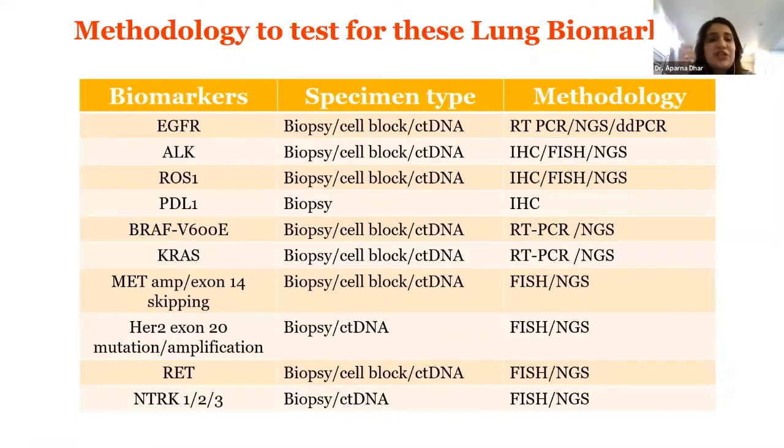So in the case of EGFR, we look at EGFR, we look at KRAS, we look at your BRAF mutations. Again, as you see over here, I'm talking about biopsies, I'm talking about ctDNA, and we use a technique called real-time PCR. And we can use NGS, we can use ddPCR. So there are various platforms. You've got FISH, which is fluorescence in situ hybridization. You've got IHC. So biopsy and ctDNA are my main specimen types that I would like to analyze for my patients.